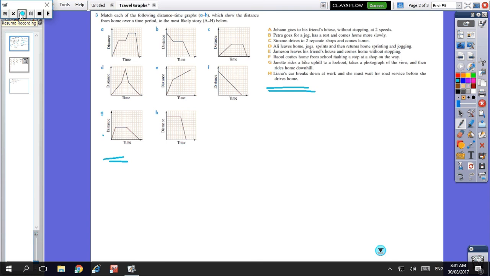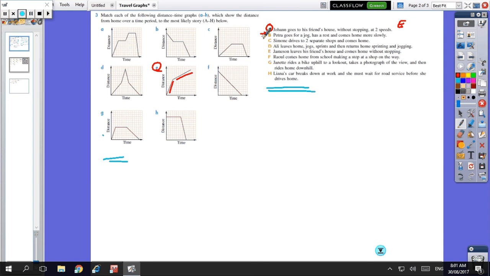Okay, so hopefully you've had a crack. If you haven't, then we'll just see. In A, the person goes to a friend's house without stopping and doesn't come home. So we're looking for a journey that goes away and doesn't come home. This journey here is going at 2 different speeds because there are 2 different lines, and definitely not coming home. So that one is definitely E.